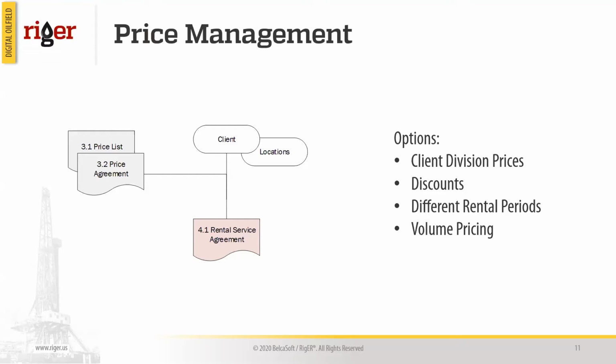Price documents are connected with your rental service agreements, and information is transferred directly from one document to another without any manual entering. In price lists and price agreements, you have an option to set division prices, meaning that different customers operating in different areas or types of business can be divided by divisions. Also, you are able to apply discounts to the price lists and price agreements, and have different rental periods, meaning weekly or monthly charges for your clients.